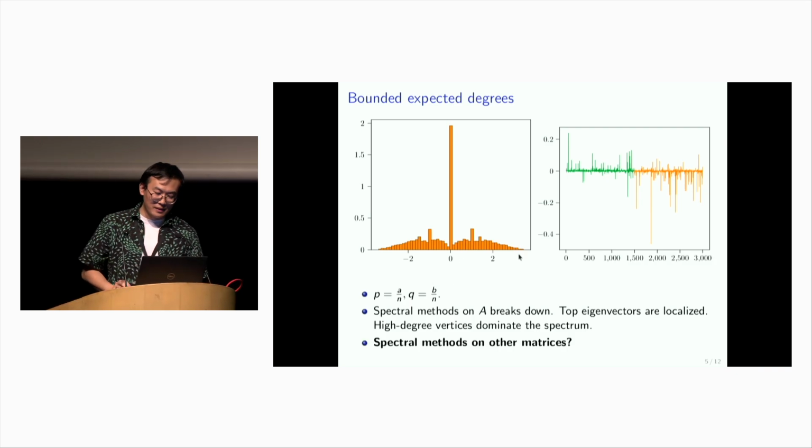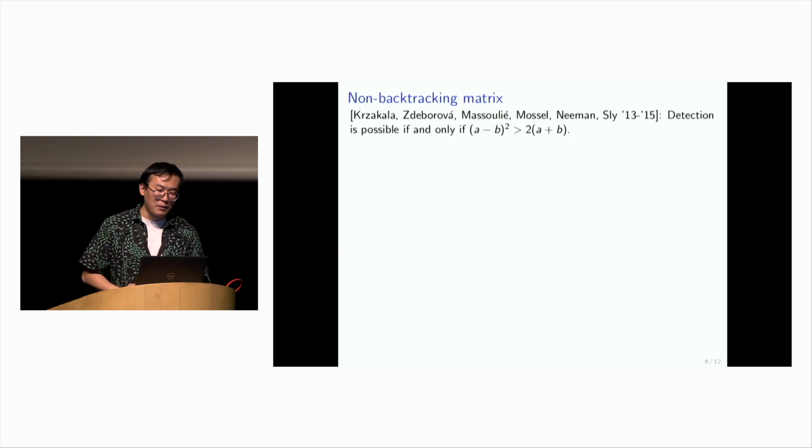So the question is, do we have other spectral methods, maybe not using the adjacency matrix, to solve this problem in this very sparse regime? There's one solution for that, which is called the non-backtracking operator. This operator was conjectured and verified through a line of work by Decelle, Krzakala, Moore, Zdeborová, Massoulié, Mossel, Neeman, Sly, around 2013 to 2015.